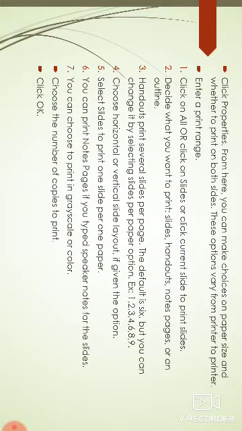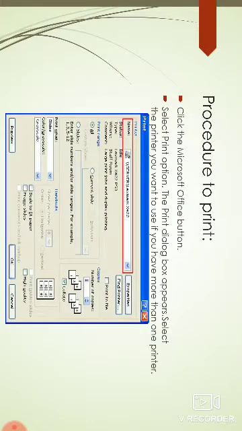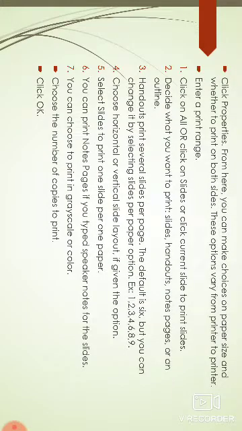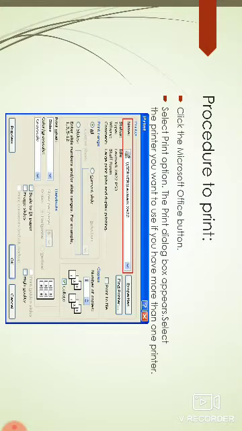Next one is select slides to print one slide per one paper. So one slide per one paper, right. You can print notes pages if you type speaker notes for the slides. You can choose to print in grayscale or color, and next choose the number of copies to print.